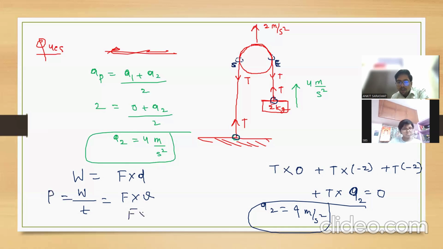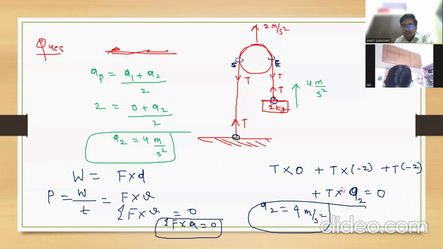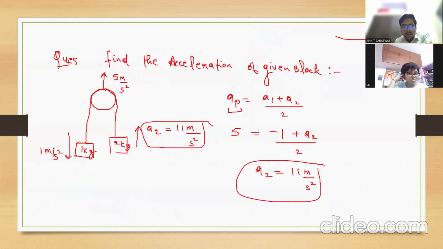Then I can say force into velocity, its sum is 0. Clear? Or I can say, sir, this force into acceleration sum is 0. Or I can say like this, na? Clear? Yes, sir. But here, if you apply this concept, you can also get the answer. In every question, like the previous question also, if you look here, how many ends are here? One end, four ends. Clear?